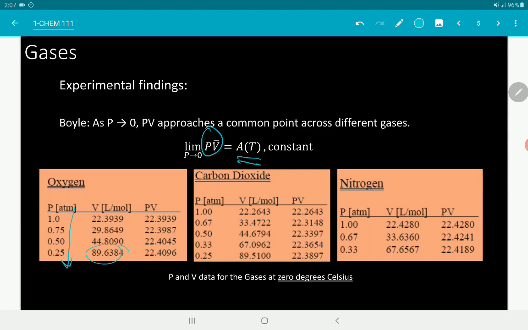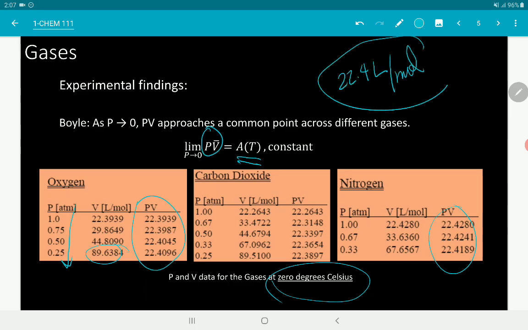So, these three gases were measured at 0 degrees Celsius. So, meron silang ina-approach na value. Actually, this value is 22.4 liters per mole. Okay? Nadi-discover natin mamaya kung para saan yung 22.4 liters per mole na yan. Okay? So, yun yung na-discover ni Boyle. So, at decreasing pressure, nagkakaroon ng certain value yung PV. Nagkakaroon siya ng constant value, or at least nag-approach siya sa isang constant value, not temperature dependent. Kasi kapag iniba mo yung temperature na to, ibang value naman yung i-approach ng PV at low pressures.